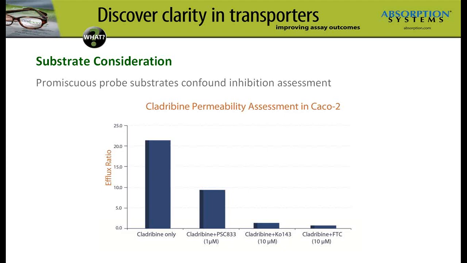Cladribine is an example of a compound which, like many others, is both a BCRP as well as a PGP substrate. Valspodar and KO143, which are inhibitors of PGP and BCRP respectively, will both exert an effect on the transport of cladribine and reduce the efflux ratio, though to different degrees. If these were your compounds, how would you be able to determine which transporter your compound is inhibiting?